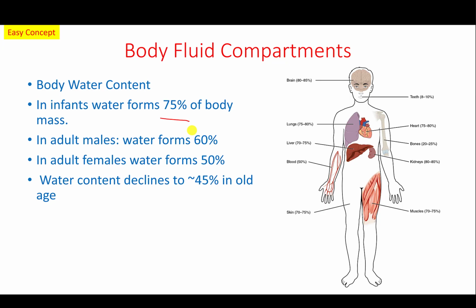But as we get older, we are going to lose that amount of water. So in elderly people, around 45% of the body mass is water. This water, we will see later where our body is holding it. But see, those percentages are how much water is in each of those organs. For example, in the blood, 50%; in the liver, 70 to 75% of the liver mass is water, and so on. In the lung, 75 to 80%, and so on.